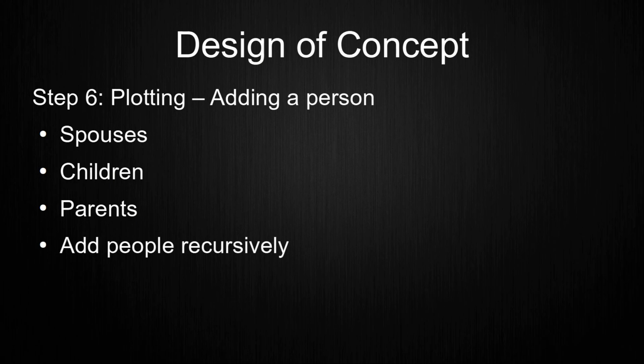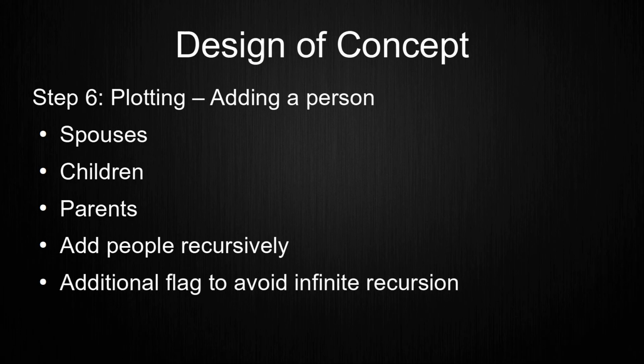This procedure is done recursively to get every person into the tree. To avoid infinite recursions, a new flag is introduced. This flag is only set if a person was added in the previous step. The recursion is achieved by applying the just explained procedure to the spouses, children, and parents.